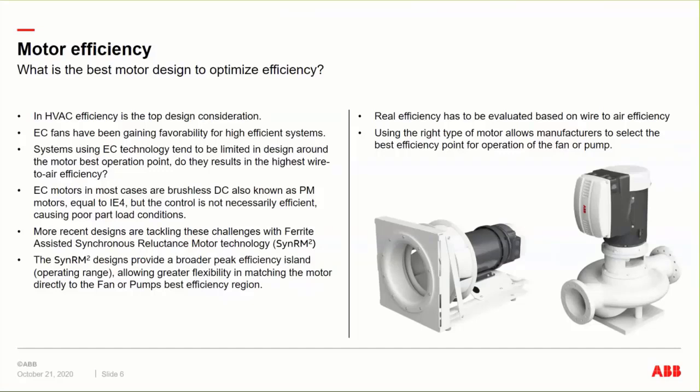So, and we already talked about real efficiency has to be evaluated on the total system and the wire-to-air efficiency. And quite honestly, the pump or the fan design makes up the primary efficiency losses in the system. So anything we can do to take the motor out of the equation, make it a stable constant that you can depend on to maintain high efficiency across the widest operating range possible is a benefit, because then you can pick the optimal pump or fan for that system and really optimize the overall wire-to-air efficiency.